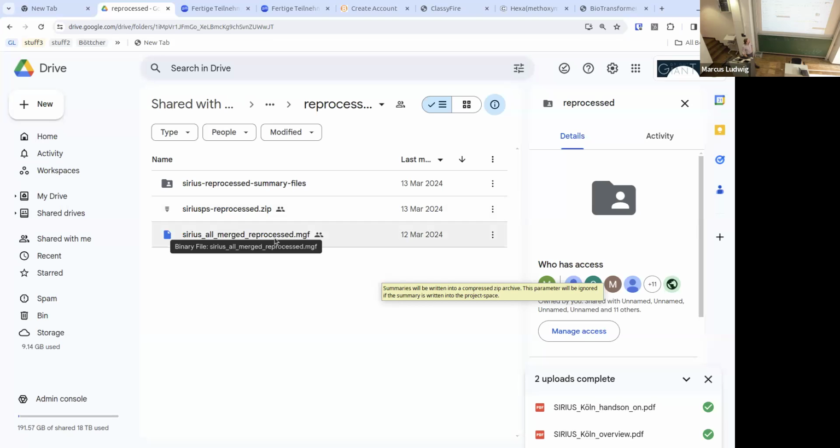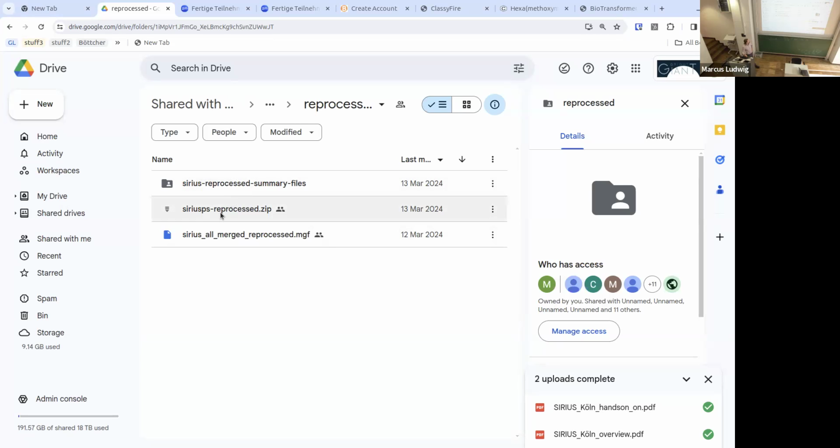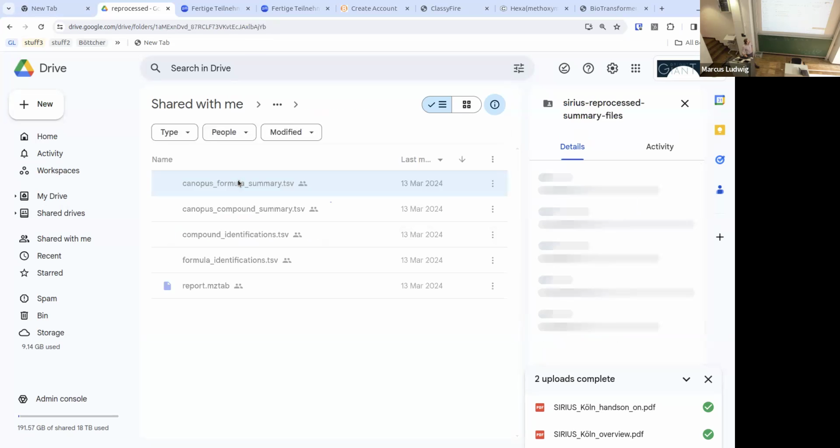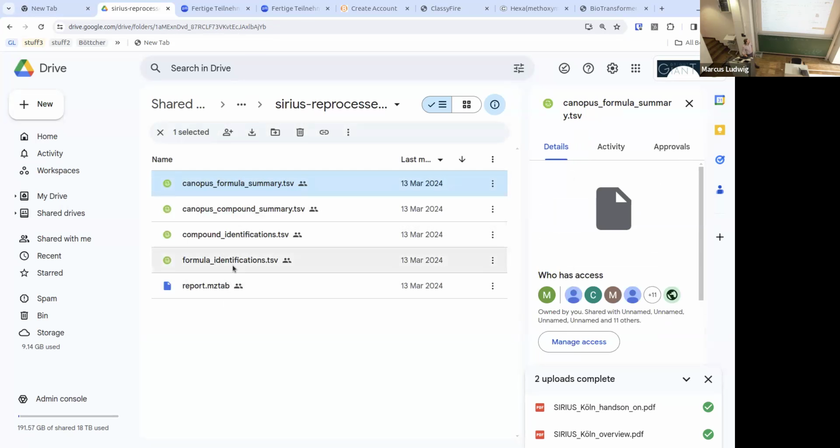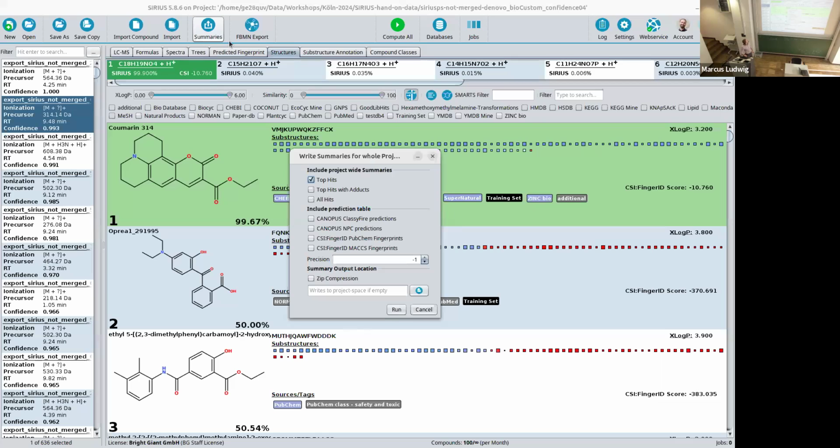So this is basically the data you have been using with MZmine. I already pre-processed it here. You can also do it yourself, but also here's the whole project space. And the exported summary files are here, where you probably will use the compound identifications for your TSV file. So this is already in a drive, and probably Daniel will then guide you through this. But this is something in Sirius, you just exported summaries here.